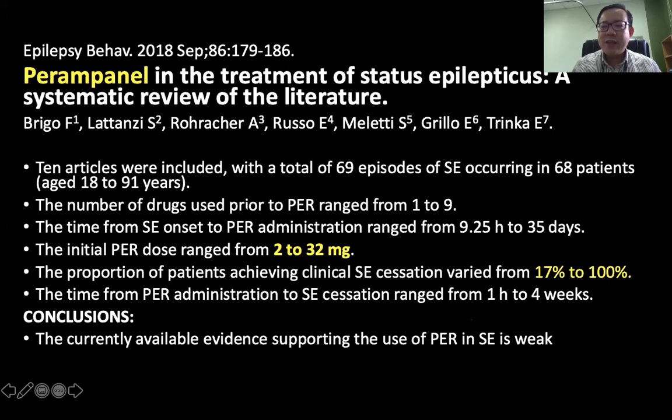So if you have perampanel in your hospital, you can go up to 8 milligram. If it's still not working, you can add another 4 or 8 milligram to go to 16 milligram. These are the regimen I use. I crush all the 8 milligram, put in NG tube and see whether it responds. And we should see the response within 1 hour.